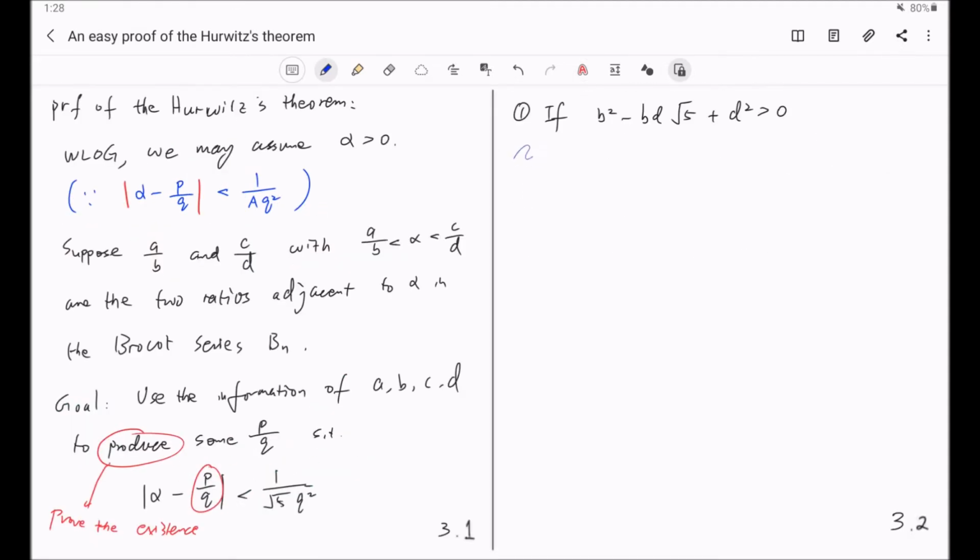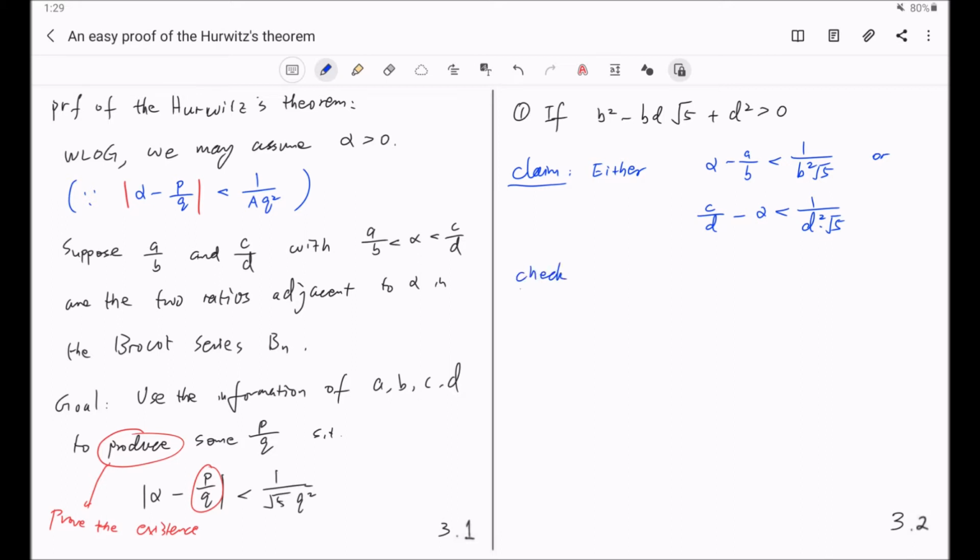Under this case, we claim that either alpha minus a over b is less than 1 over b squared times square root of 5, or c over d minus alpha is less than 1 over d squared times square root of 5.